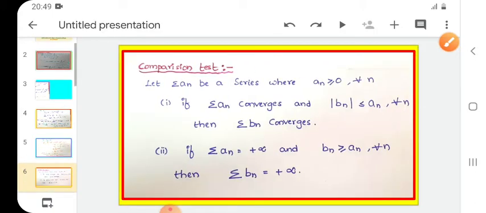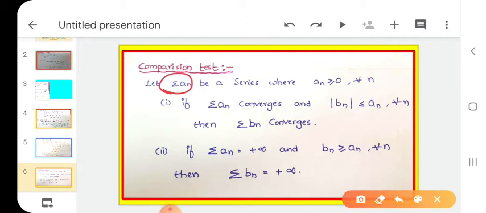Next method, comparison test. Compare means we take two sequences and compare. See here how to compare. Let summation a n be a series.